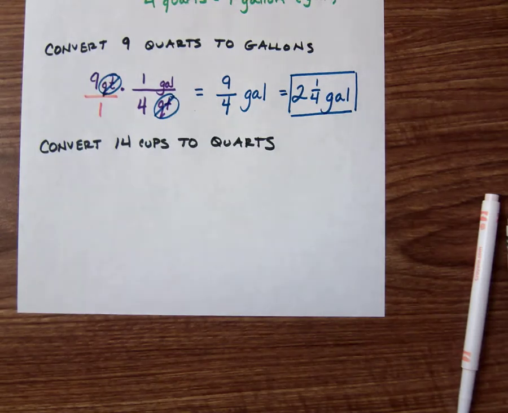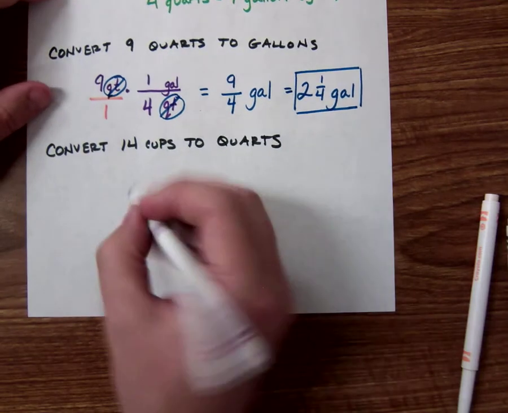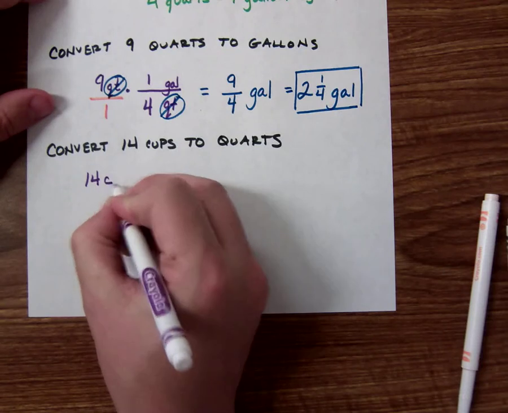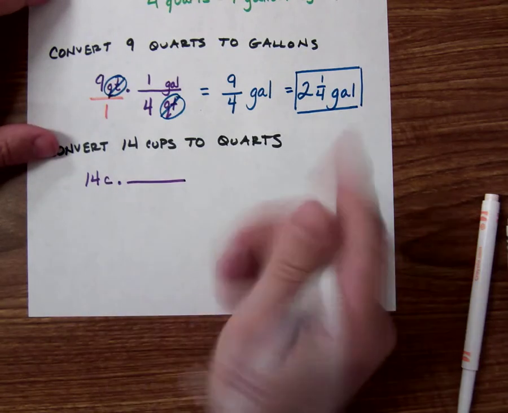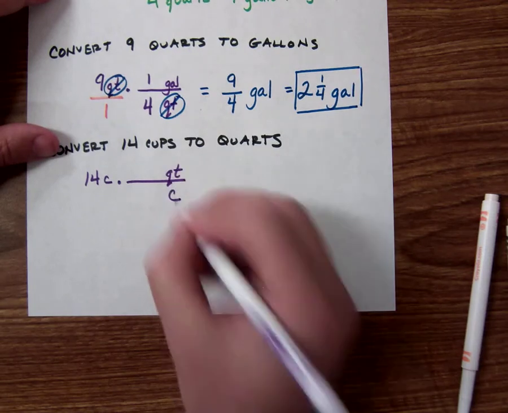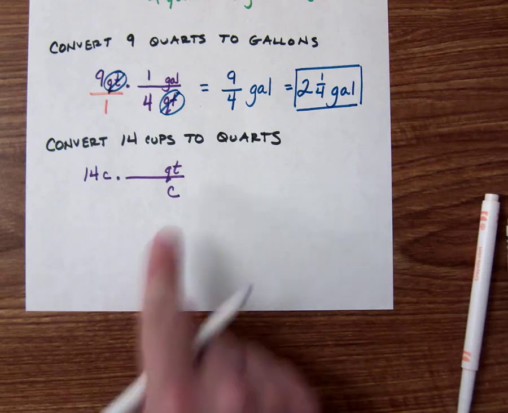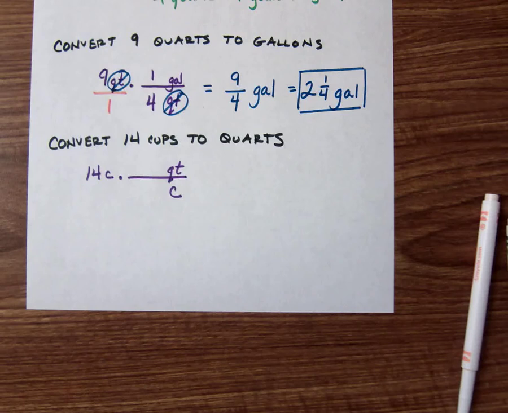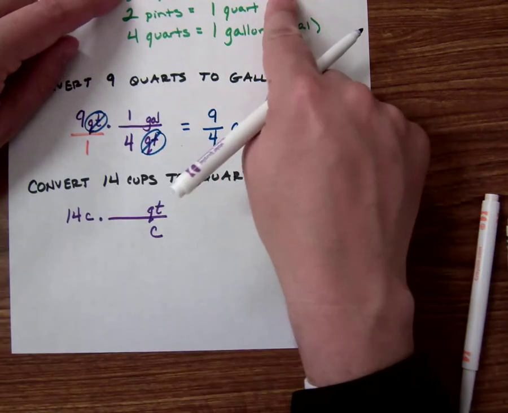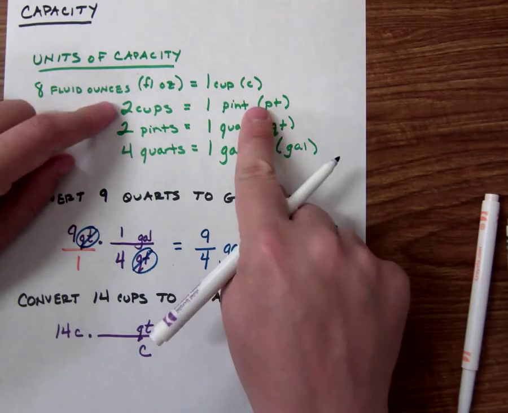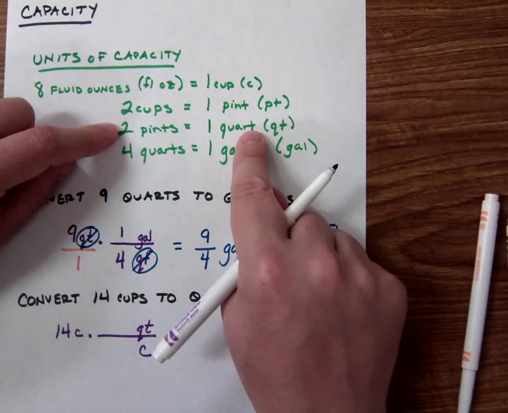So we need a fraction that has both cups and quarts in it. I'm going to do 14 cups multiplied by something. I want quarts and I have cups, so quarts over cups. So how many cups are there in a quart? And the answer is, I don't know, because I don't have anything that converts directly from cups to quarts. I got cups to pints and then pints to quarts, and that's what I'm going to have to do.